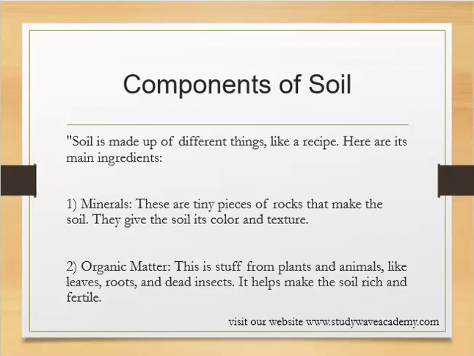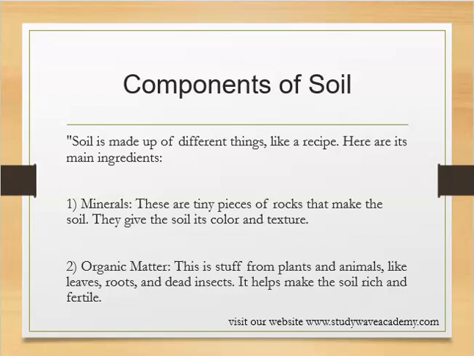Here are the main ingredients of soil. We have the minerals. They are tiny pieces of rock that make the soil, and they give the soil its color and texture. Okay, we have the organic matter. This is stuff from plants and animals like leaves, roots, and dead insects. It helps make the soil rich and fertile.